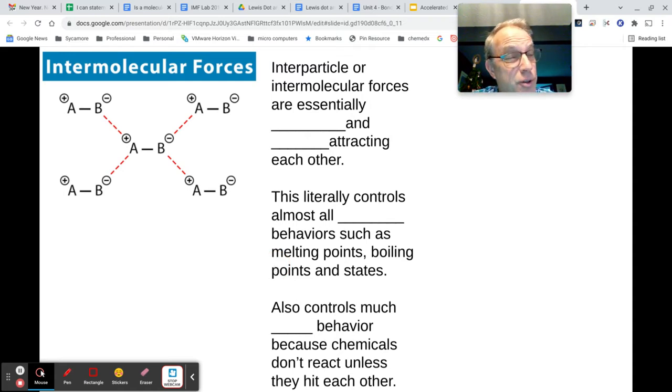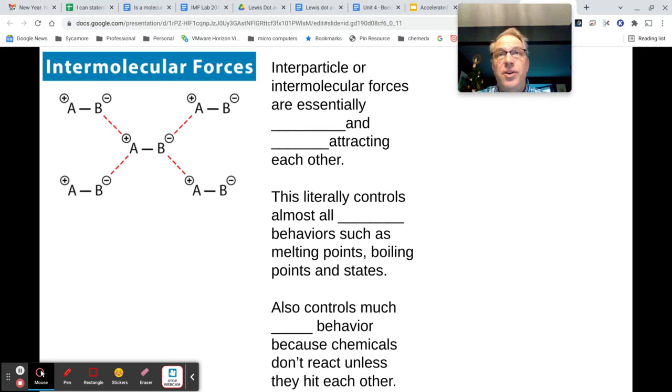This is a super important thing. Interparticle or intermolecular forces are essentially there's something positive and something negative, or pseudo-positive and pseudo-negative, in each molecule that attracts the molecules to other molecules. This controls just about all physical properties, such as the states they are, whether solid, liquid, or gas, the boiling points, the melting points. Essentially, it's saying how much molecules want to stick to each other.